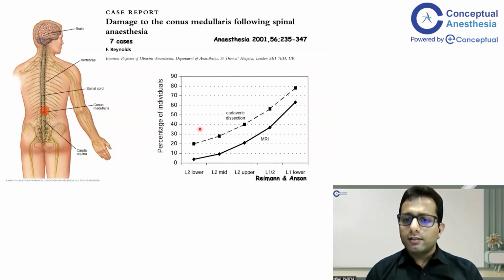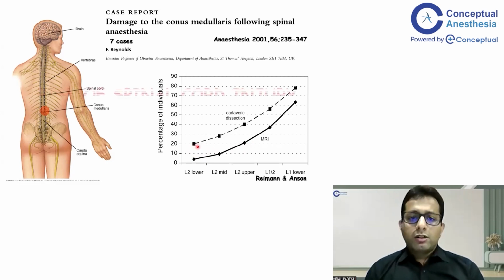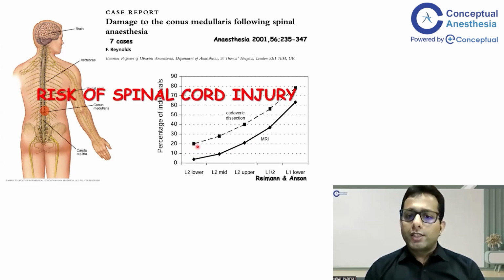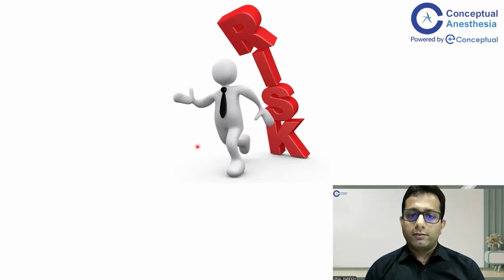And in the cadaveric dissection, as we can see, they mentioned that the conus medullaris normally is supposed to end at the level of L1 vertebral body. In around 30 to 40% of patients, it ended at the L2 level, at the upper border of L2, or up to the lower border of L2. So there is a risk of spinal cord injury if we puncture the spinal cord while putting a needle at a higher level.